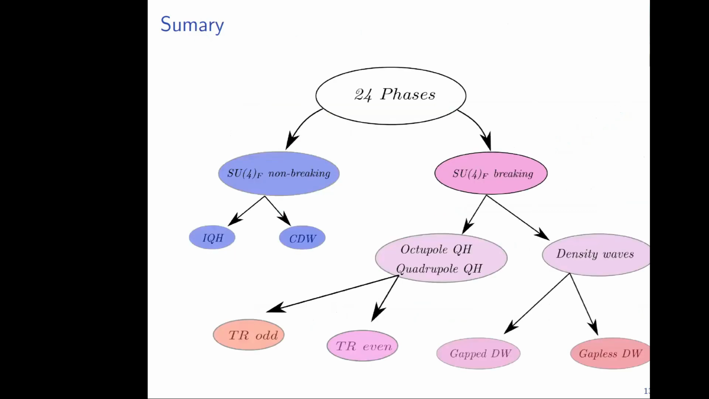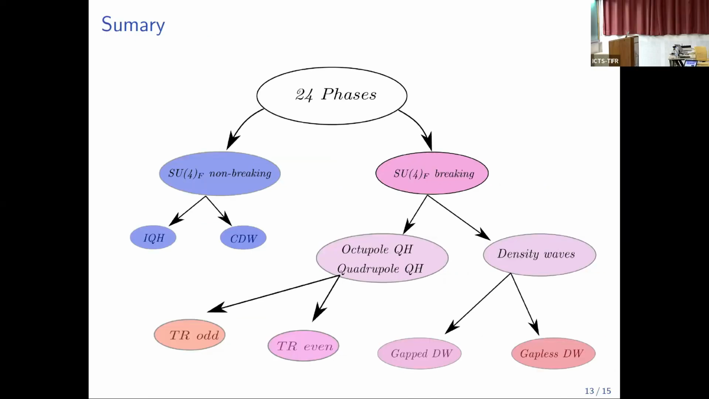And then in summary, I'll just show again this plot that I have, with different kinds of density waves. Some of them are gapped, some of them are gapless. These gapless ones are some new phases which are particular to this material. And then I also have some time reversal broken quantum Hall phase, which is not the integer quantum Hall, some quadrupolar quantum Hall, which is also something new which appears because of the J equals 3/2 moments.